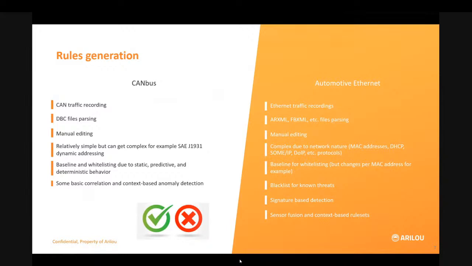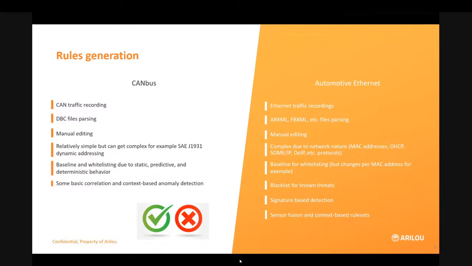So for the CANbus and for the Ethernet, we would need recordings. An OEM will give us the recordings, or we will make the recordings ourselves and generate rules out of it. So this would be our baseline. In addition, we're using files. In CANbus, they are called DBC. In automotive Ethernet, there are quite a few: ARXML, SBXML, other topology files, and so on. And we're using those files to integrate into the rules database that we create.